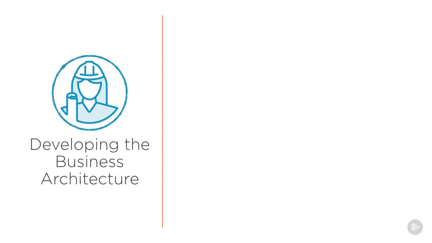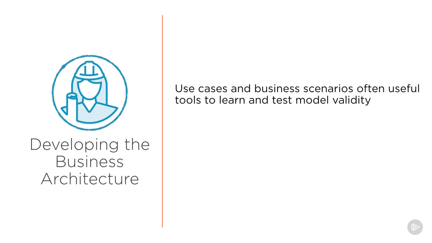Oftentimes, when we want to validate whether or not our business architecture will be a valuable and effective tool, we can use use cases and different business scenarios in order to learn and test this model, to learn more about the business and to test whether or not the architecture is functioning as we would desire it to. If we know from past data, for example, how certain scenarios would work out, and we can't turn to our business architecture and arrive at a very similar result, then perhaps we don't have a full understanding of the business, or perhaps key things have changed since that scenario originally took place.